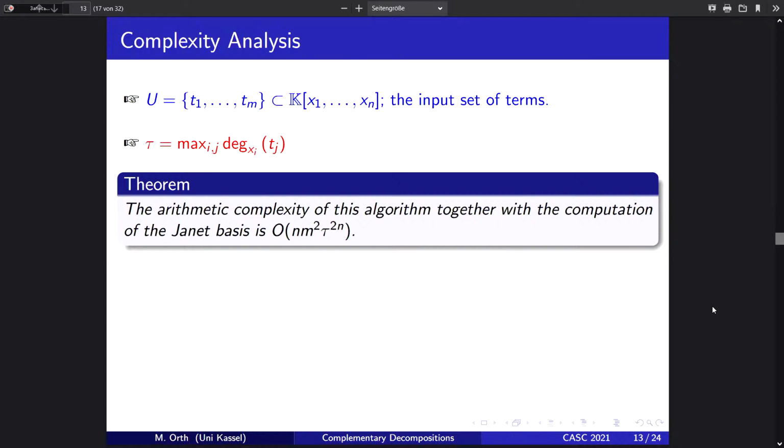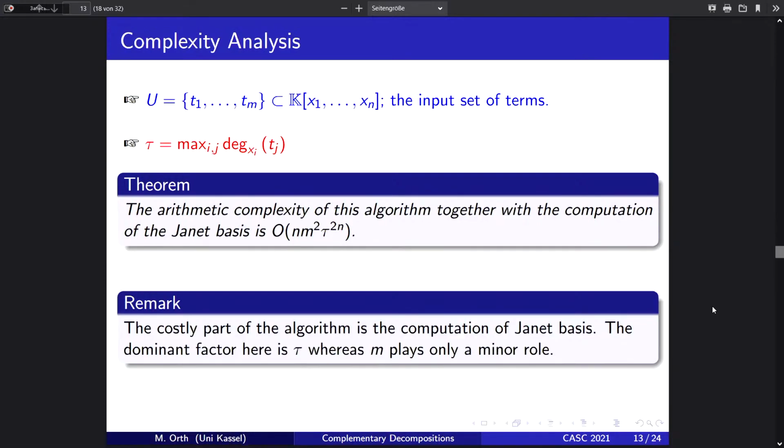m plays here only a minor role compared to the parameter tau. So you would expect this algorithm to be of high complexity for sets where the degrees in some variables are very high. But the costly part of the algorithm is the computation of the Janet basis. Once you have it, then you can assume that you have computed the Janet tree on the run, and then you only have to perform a traversal of the tree. So the costly part is the computation of the basis.